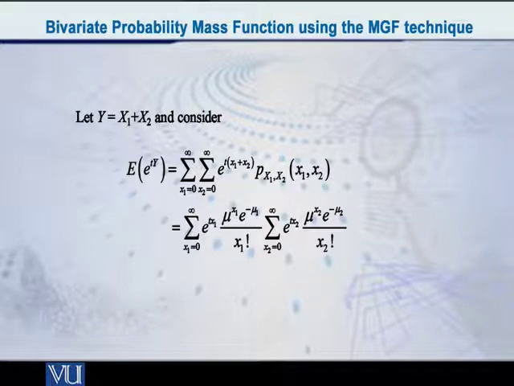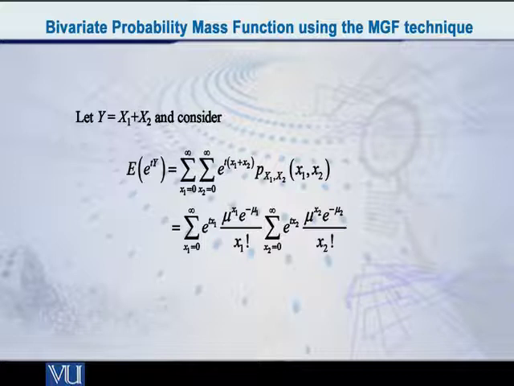ये हो गया e वाला portion, और जो उसके साथ p of x1 x2 लिखा हुआ है, as you know, that is mu1 raised to x1 into mu2 raised to x2, e raised to minus mu1, e raised to minus mu2, this whole thing over x1 factorial, x2 factorial.